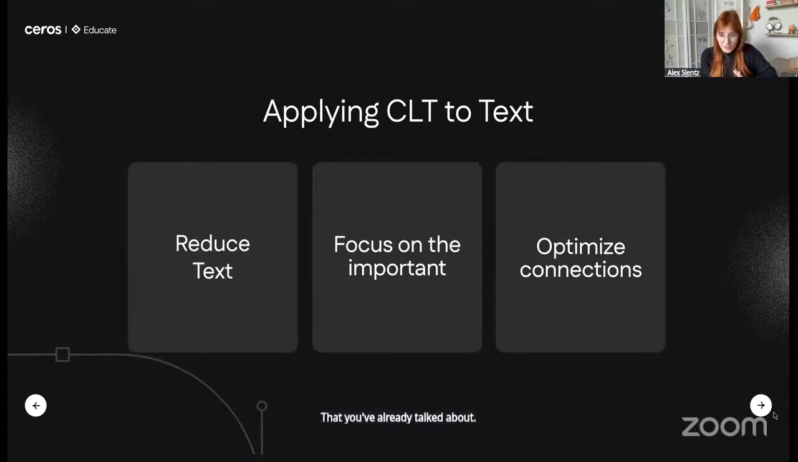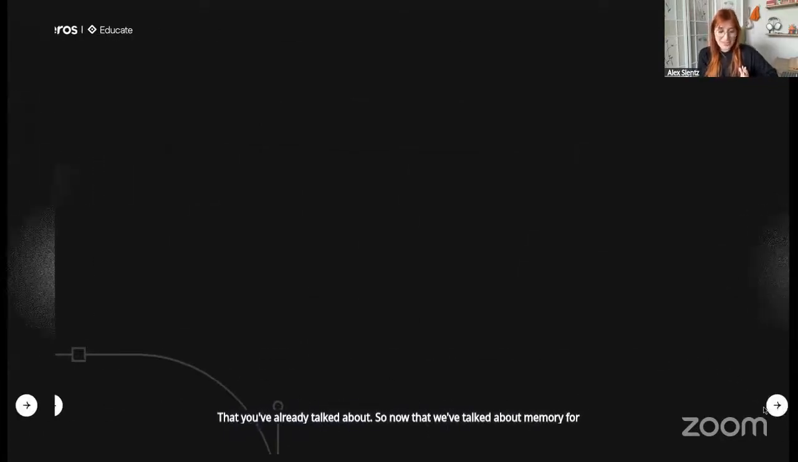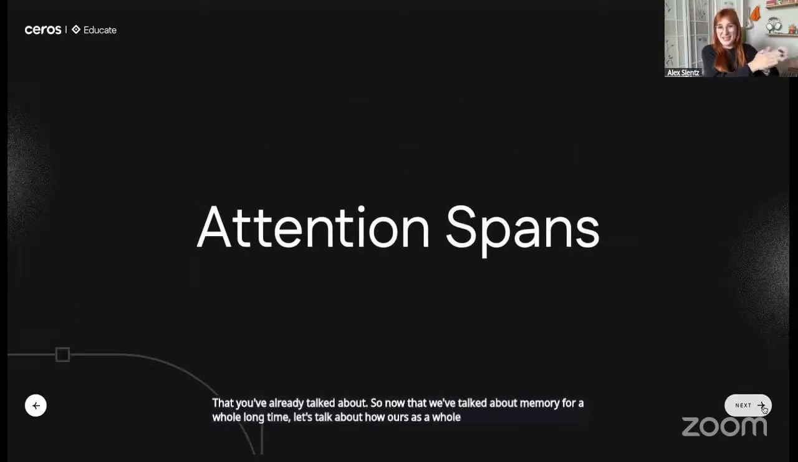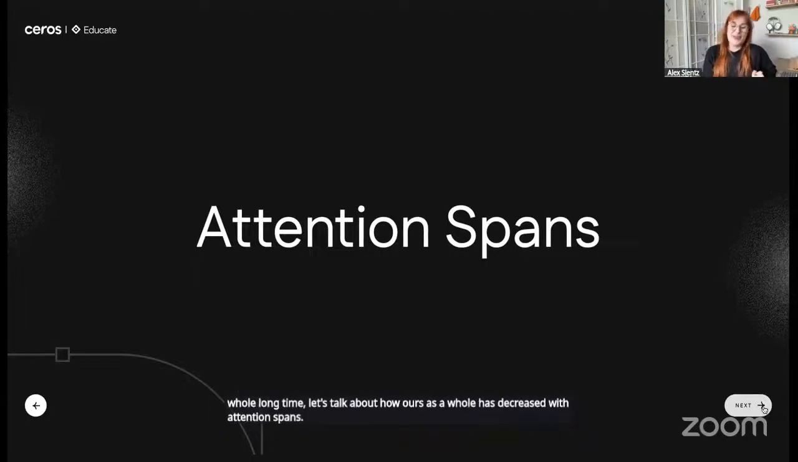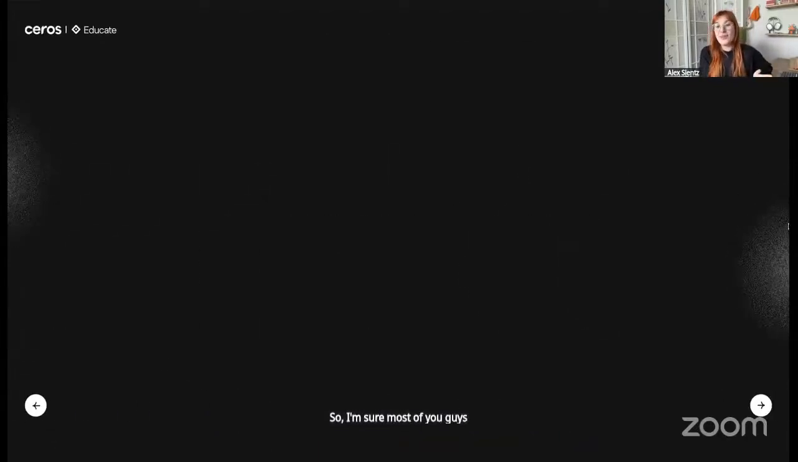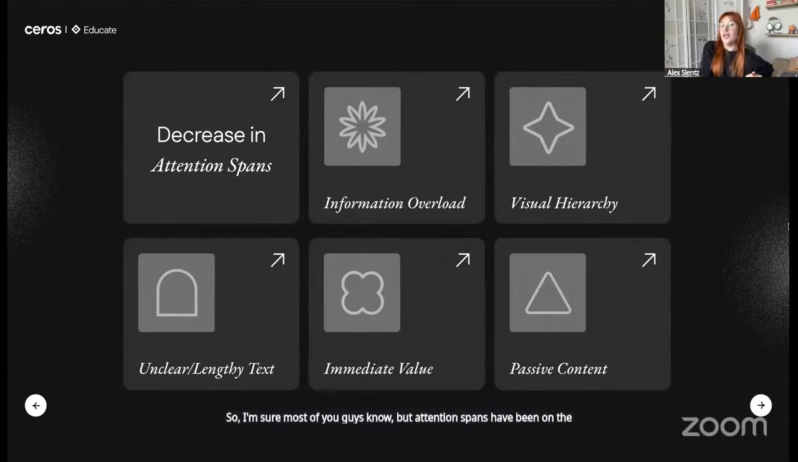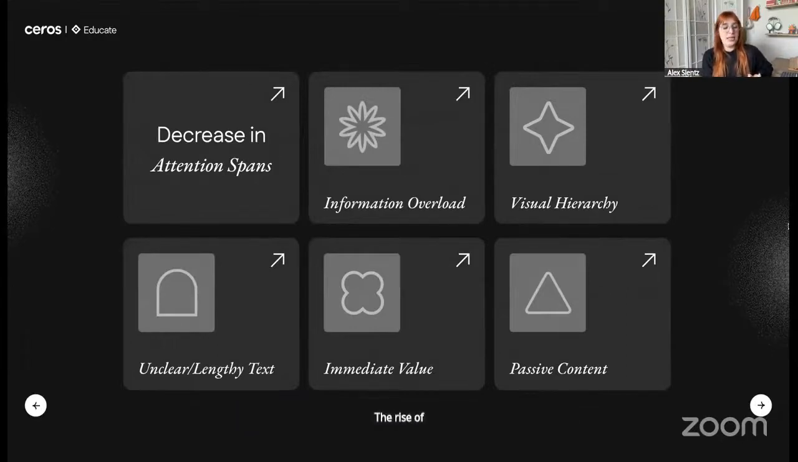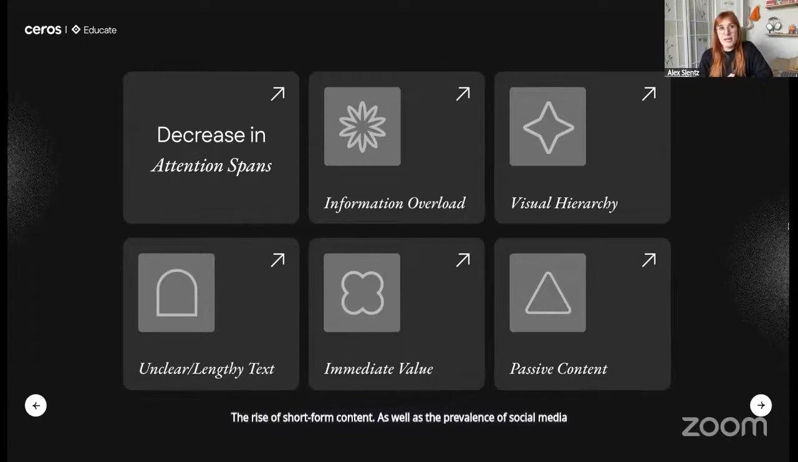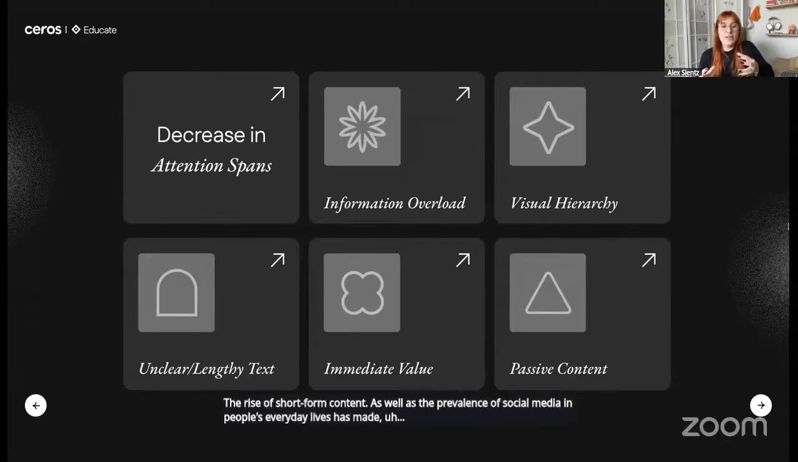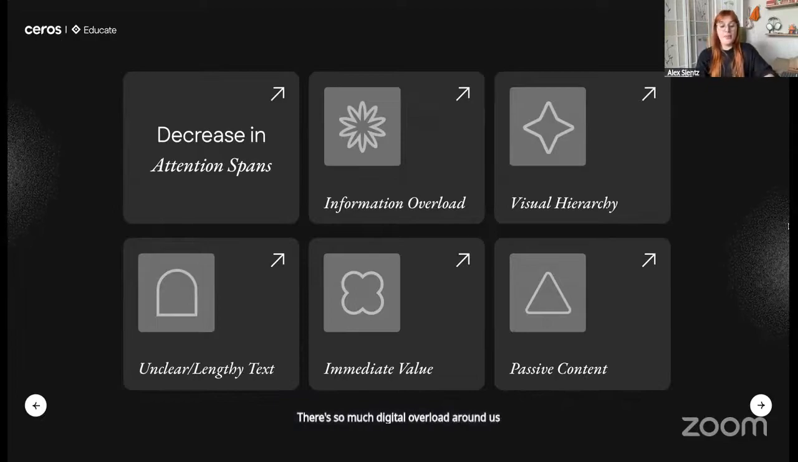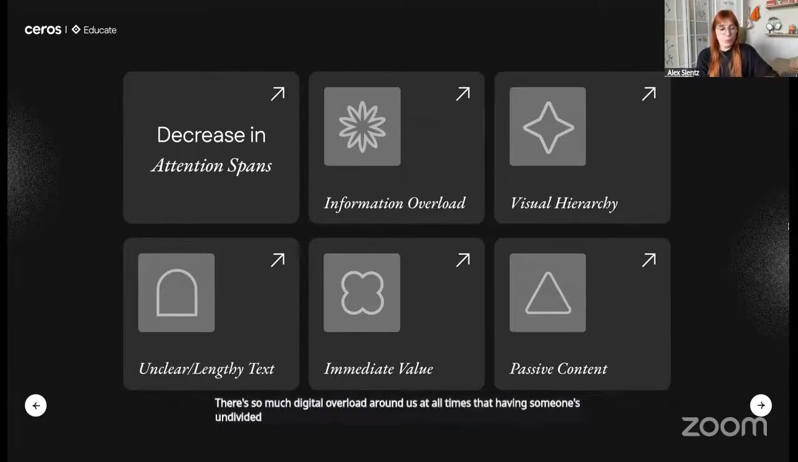So now that we've talked about memory for a whole long time, let's talk about how ours as a whole has decreased with attention spans. So I'm sure most of you guys know, but attention spans have been on the decline lately. The rise of short form content, as well as the prevalence of social media in people's everyday lives, has made undivided attention more of a rare commodity. There's so much digital overload around us at all times that having someone's undivided attention for more than a few seconds is honestly a big ask of anybody.